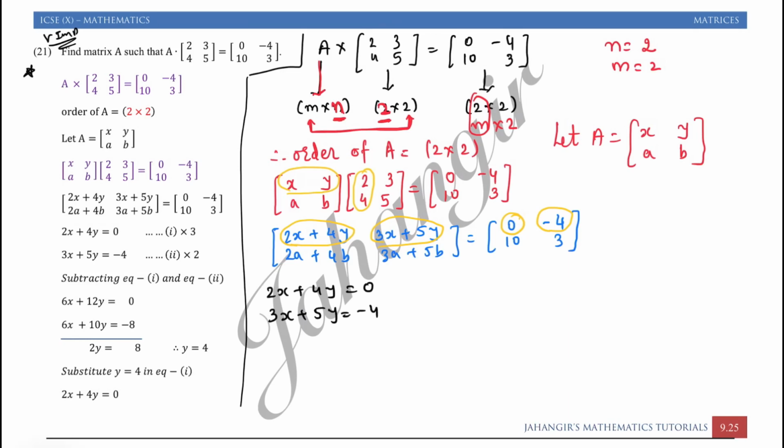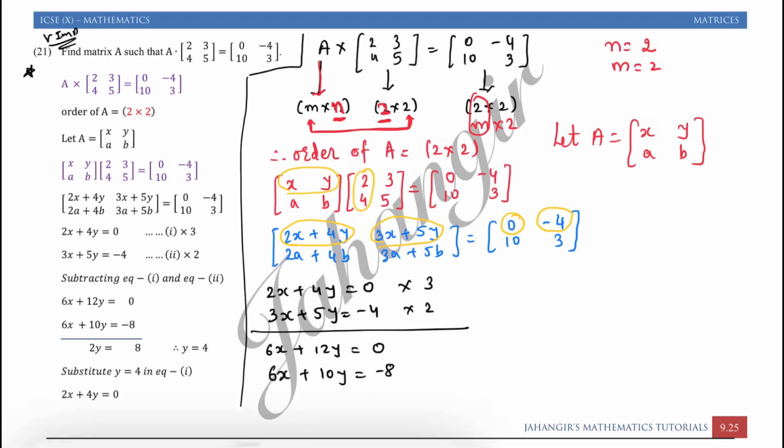Now this forms a simultaneous equation. So here I will make which term? I will make the first term equal. So I will multiply by 3 and multiply by 2. So here I will get 3 2s are 6x plus 4 3s are 12y is equal to 0 into 3 is 0. 2 3s are 6x plus 5 2s are 10y is equal to minus 8.